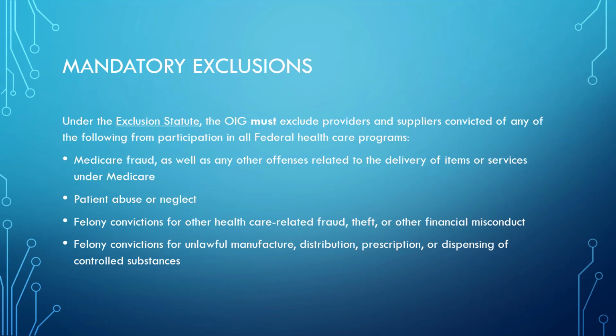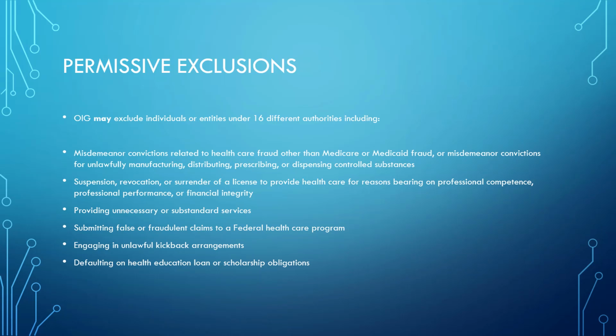If they find that you abuse or neglect your patients, you have to be excluded from Medicare and Medicaid. If you are convicted of a felony for a health care related fraud, theft, or financial misconduct, you must be excluded from Medicare and Medicaid. And if you are convicted of a felony for unlawful manufacture, distribution, prescription, or dispensing of controlled substances, you must be excluded from Medicare and Medicaid. These are required. There is no wiggle room on this. Violation of any of these laws results in your exclusion.